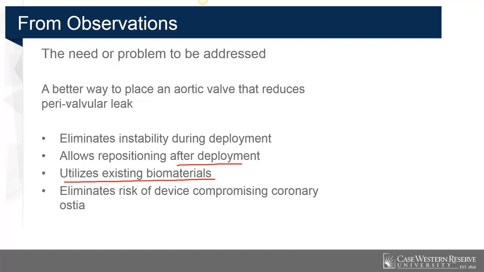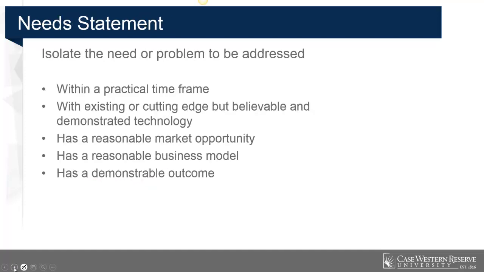And so in this case, a better way to place an aortic valve that reduces paravalvular leak. This actually has a little bit of vagueness. This isn't actually the best way to describe this. We need to isolate the need or the problem to be addressed. So we're going to come back to that example in a bit. But some of the things to think about are that the need or the problem to be addressed.